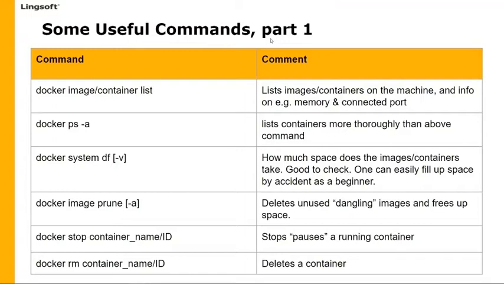So one useful thing is the Docker image list or Docker container list that will show you which containers and images exist on your machine, and a bit of information on them, for example, how much memory they take, or if they're connected to some port, if you have a web service, for example. When you're a beginner, you will probably notice that you end up with many half-baked images dangling in your system that are not really needed but take up space. So it's a good practice to check occasionally how much space you have filled up, either intentionally or by accident, and then remove the things that you don't want.